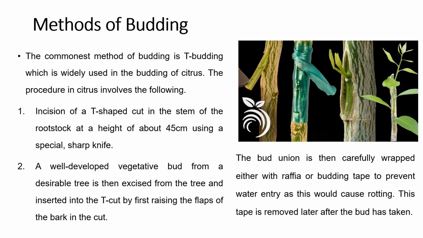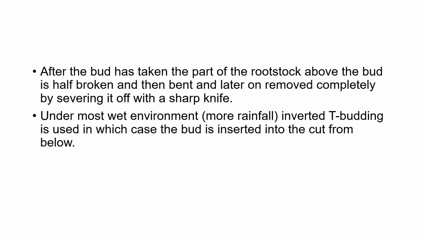The bud union is then carefully wrapped either with raffia or budding tape to prevent water entry, as this would cause rotting. This tape is removed later after the bud has taken. After the bud has taken, the part of the rootstock above the bud is half broken and then bent and later on removed completely by severing it off with a sharp knife.